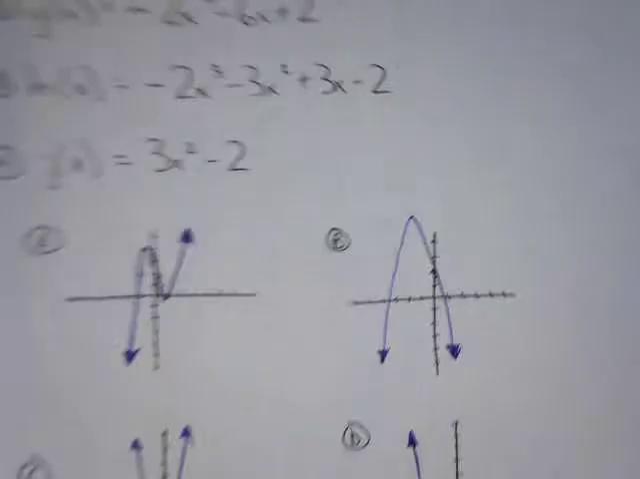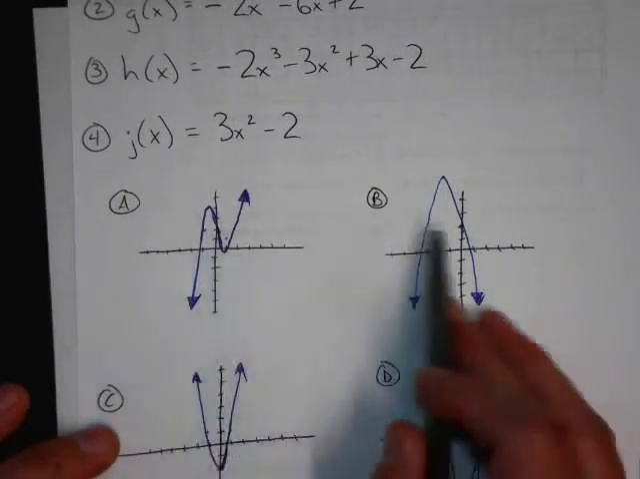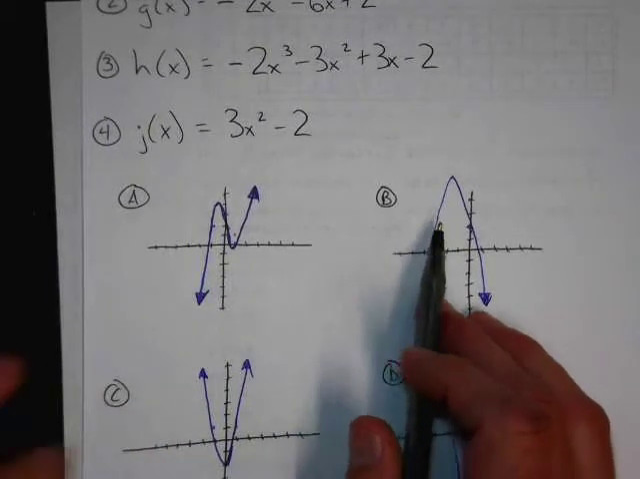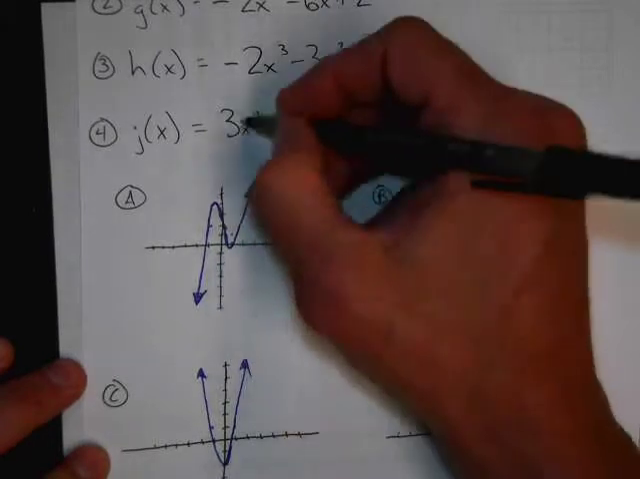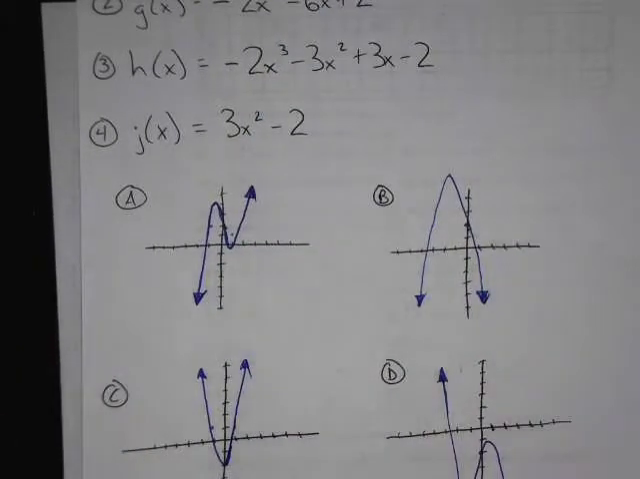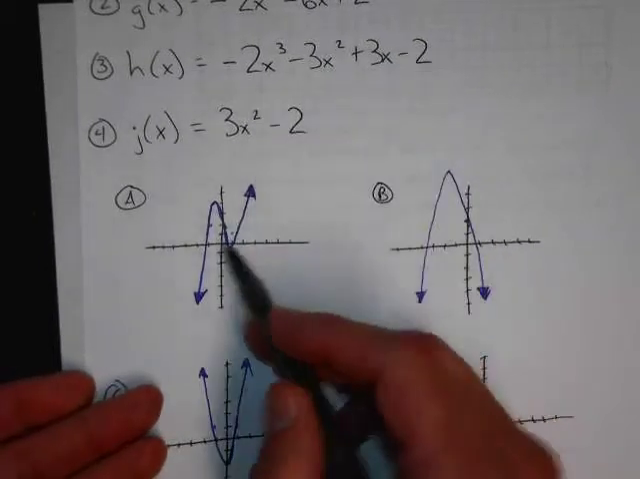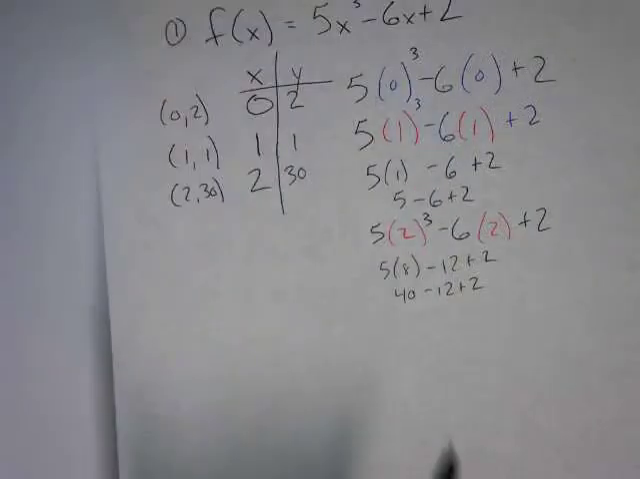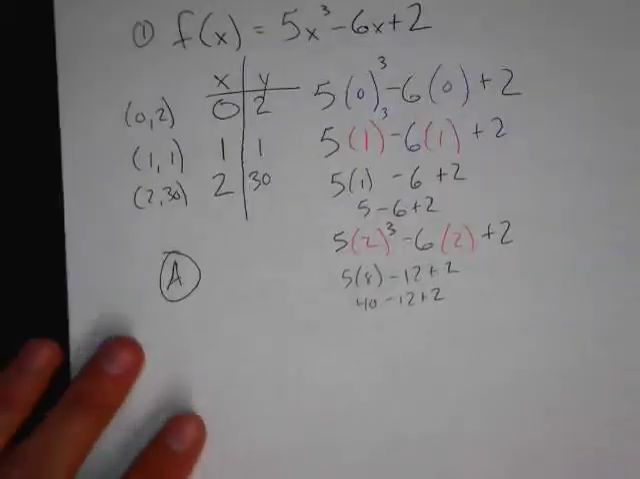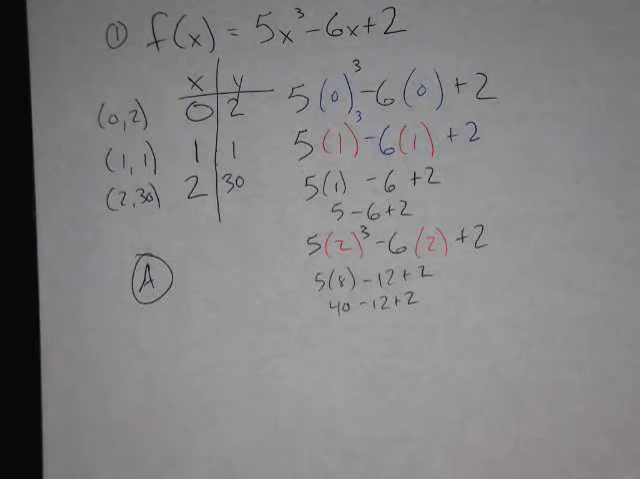So we can look at our differences between graph A and graph B. But what was the ordered pair we just found? 2, 30. So in this graph, 2, 30 would be way more reasonable. In this graph, 2, 30 is not reasonable at all. So clearly the correct graph is graph A. So that's how we can always do this.